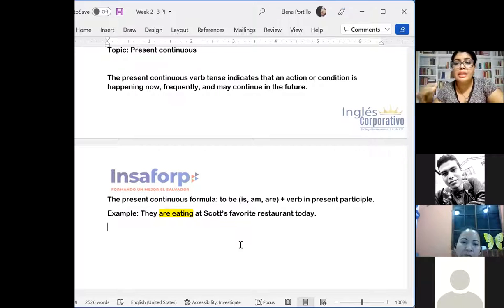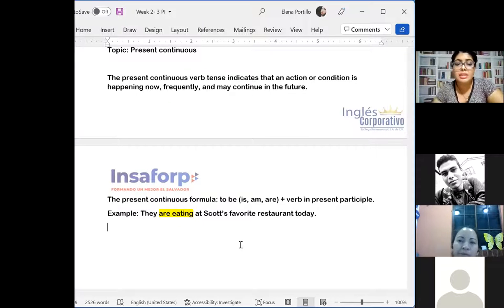Obviously, we need the pronoun or the subject, then we have the verb to be, then we have the verb in present participle, and then we have the complement.